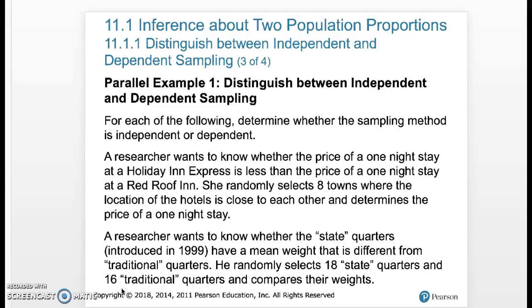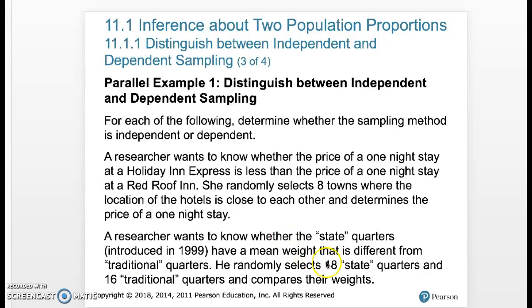It's possible that when you're doing independent samples, you don't have equal sample sizes between the two sets, and that's okay. But that is a tip-off that it is independent sampling. In other words, when we picked the first state quarter, that didn't indicate which traditional quarter was paired with it. There's no natural pairing in this case. So this is an example of an independent case.